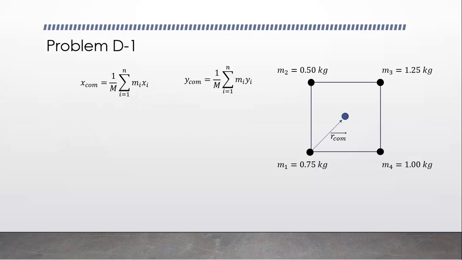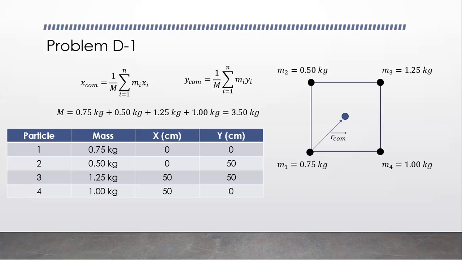The first thing I want to do is, this square is a two-dimensional object, so I want to find the x value for the center of mass and the y value for the center of mass. So I'm going to take 1 over the sum of the masses and multiply that by the sum of each mass times its position in the x direction. The sum of the masses is 3.5. I've also defined both the x and the y position. Particle 1 is at 0, 0. Particle 2 on the upper left is at 0, 50. Particle 3 is at 50, 50. And particle 4 is at 50, 0.